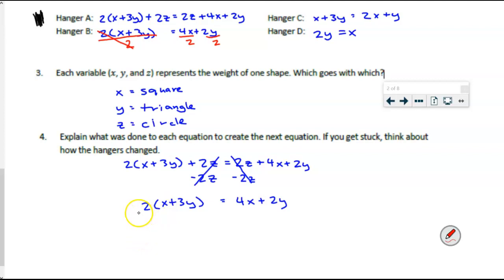Again, that next step, we are dividing each side by 2. So again, dividing the whole side by 2. I'm going to divide this whole side by 2, but I am going to do it in pieces. Since it's in pieces, I'm going to divide every piece by 2. And it's okay to do that. This divides out, leaving me with x plus 3y, which is equal to 4x divided by 2 is 2x, and 2y divided by 2 is just one single y.